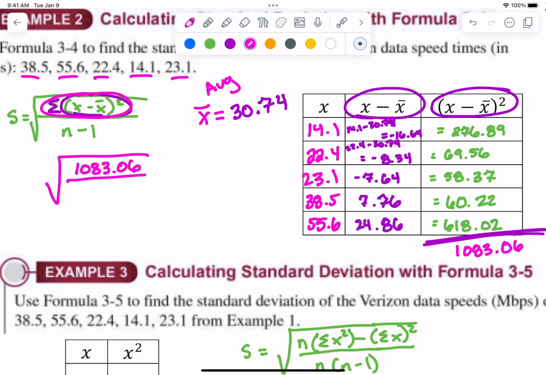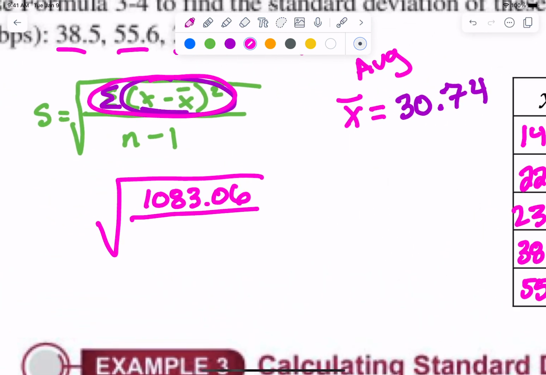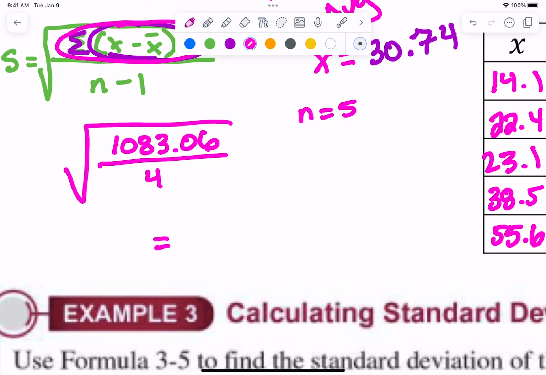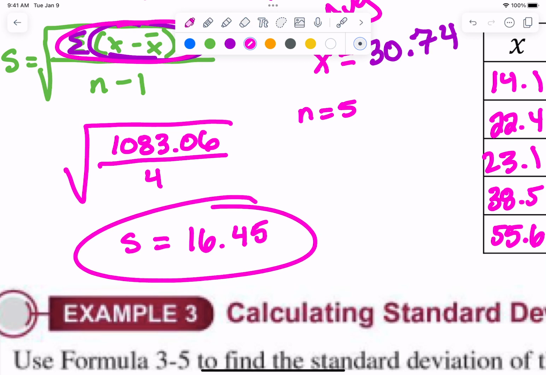Okay? Questions on how we get these things? That's what the sum of all of those means. Okay? N minus 1. What's N? N is 5, right? So 5 minus 1, let's just do that in our heads, 4. So if you have that number, take it and divide by 4, and then take the square root of that, and then give me the standard deviation. 16 point. How many decimals do you want? 2. 16.45. Okay? And that is S. So S is 16.45.